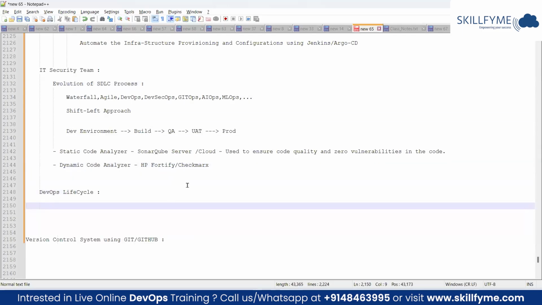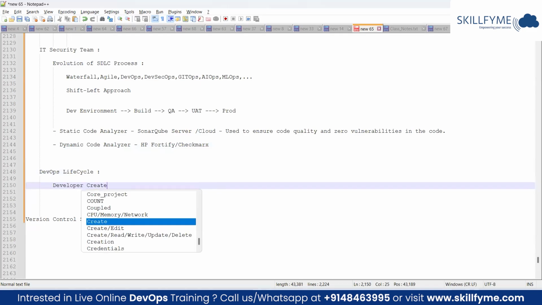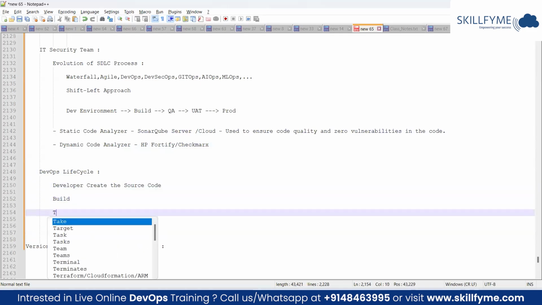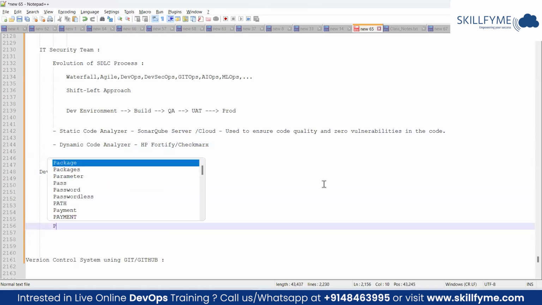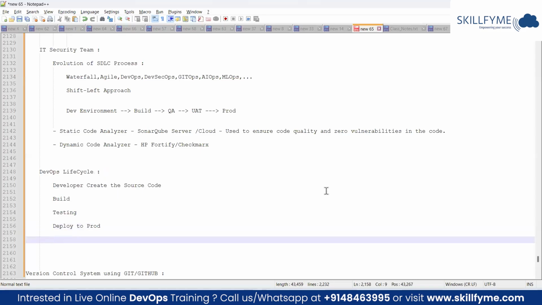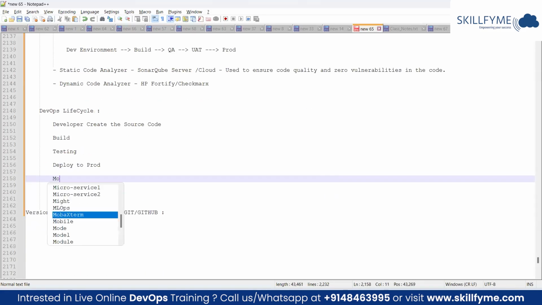So the lifecycle of DevOps all starts from the developer. They create the source code, build the application, do testing, and deploy to prod. Once it is deployed to prod, we will monitor, and this monitoring will give some feedback. That feedback will be sent again to the development team, so the development team will work on those changes.